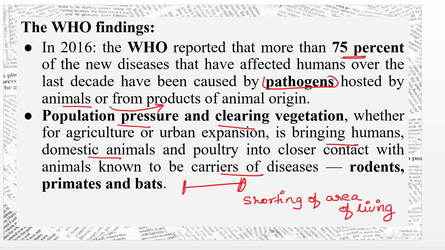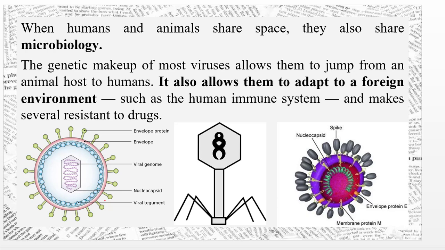Because of this, they get exposed to the carriers of diseases, that is, the vectors. For example, bats, primates and rodents now stay in close proximity to humans. This exposes humans to a number of microorganisms. These microorganisms may be viruses.